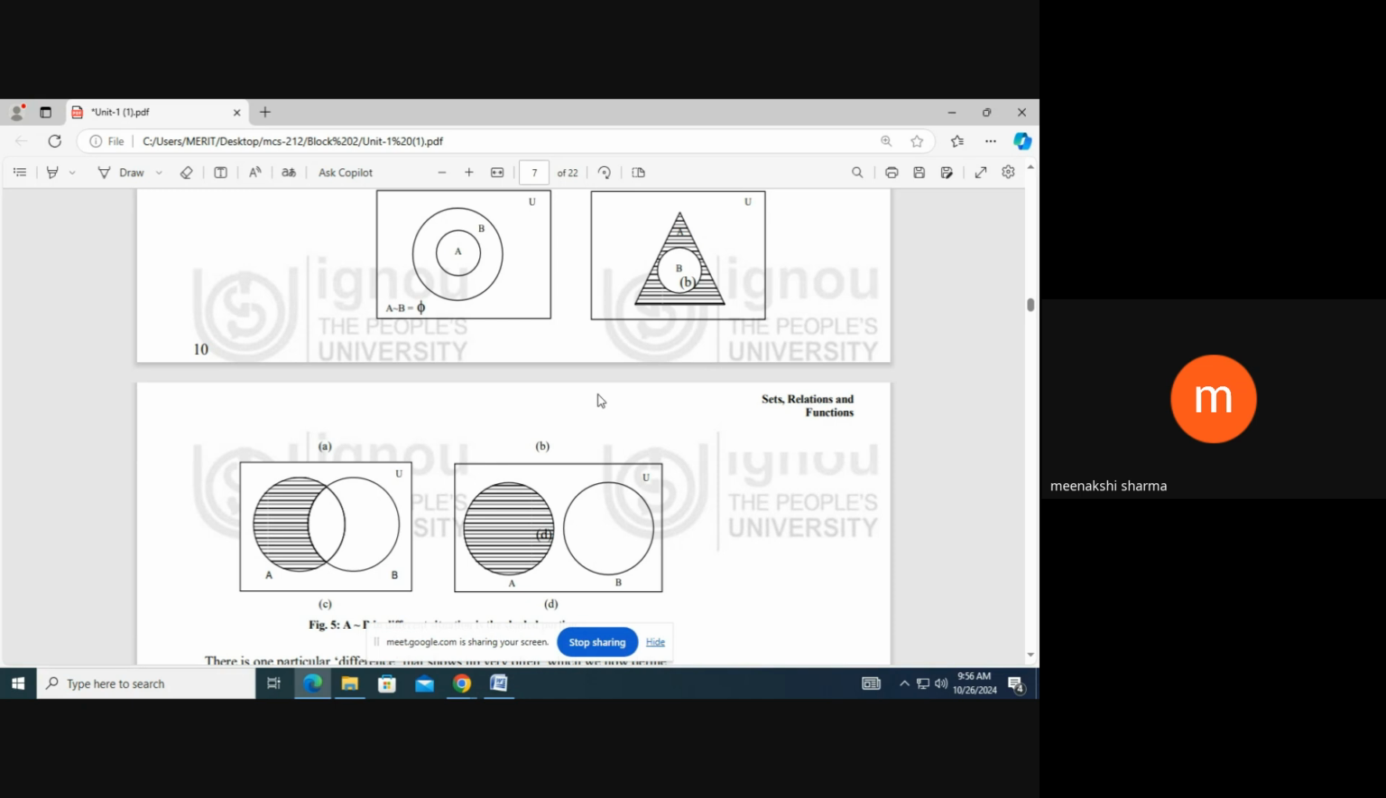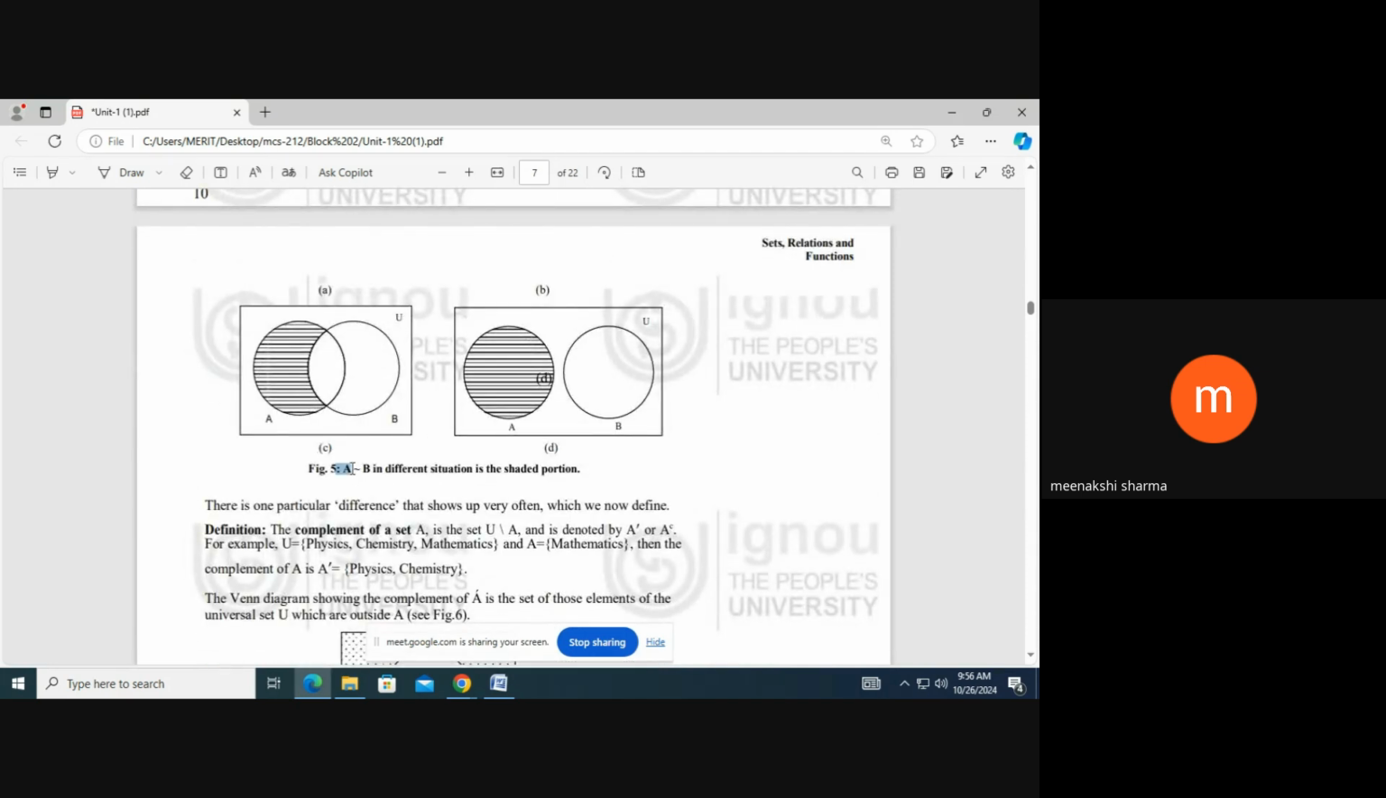We only need A, but we don't want to use the common element of A and B, and we didn't use B because it is A differentiate B. That's why we only use the A elements. Okay, students. Is the point clear, students?